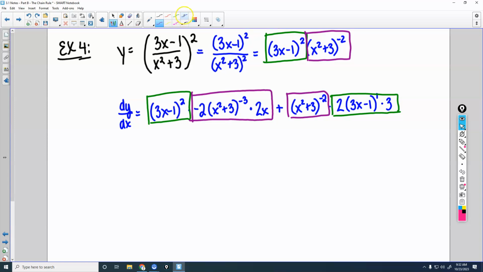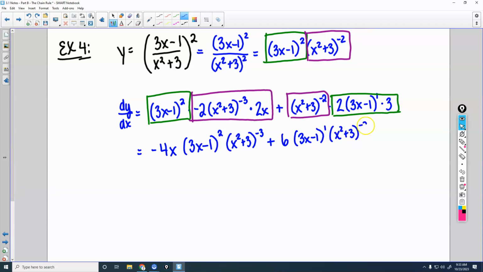You can't switch that. So if we clean this up a little bit, we're going to have negative 4x times 3x minus 1 squared times x squared plus 3 to the negative third. Over here, we will have 6 times 3x minus 1. I'm going to keep that first power even though it's unnecessary to write. And then I've got x squared plus 3 to the negative 2. It does not matter because everything here is multiplied. Everything's multiplied together. So typically you're going to see that negative 4x written out front.